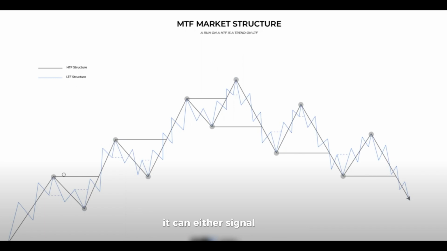It can either signal that a pullback is starting or that a pullback has ended. So how do you know which one it is? Actually, it's simple. Let's say we're in an uptrend. Price is making higher highs and higher lows, right? Then price breaks the recent higher high. That's a break of structure, BOS, confirming the uptrend is still going.